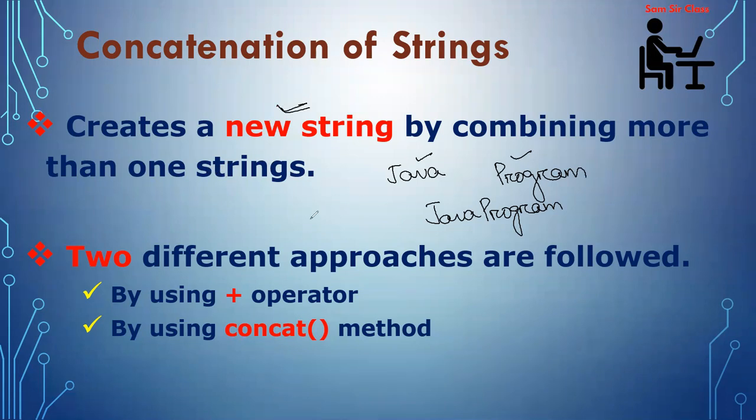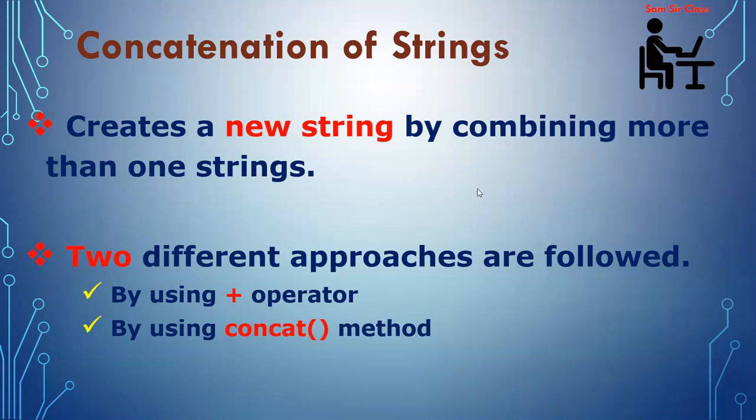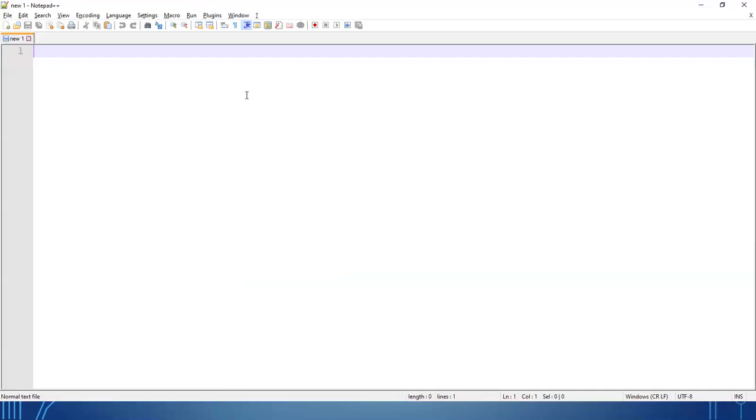But how do we concatenate two strings in Java? We can do it in two different ways. Either you can use the plus operator or you can use the predefined method concat, so that your objective can be fulfilled. Let's see through an example how we can concatenate two strings.